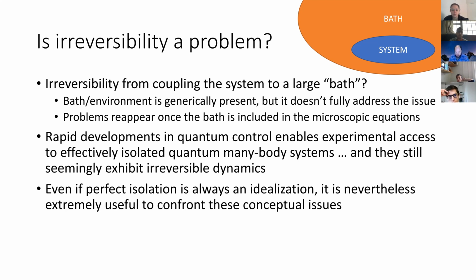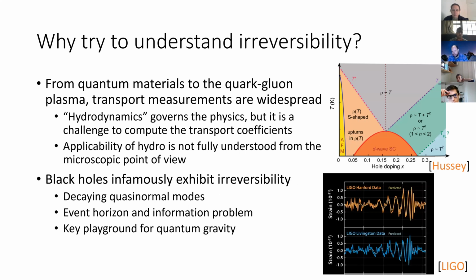And I'll give you two examples of that, where we really want to understand how irreversibility arises. The first example is something that's kind of dear to my heart. I started life doing condensed matter physics, thinking about strongly correlated electrons.